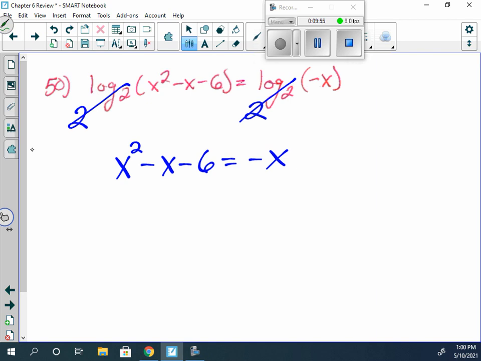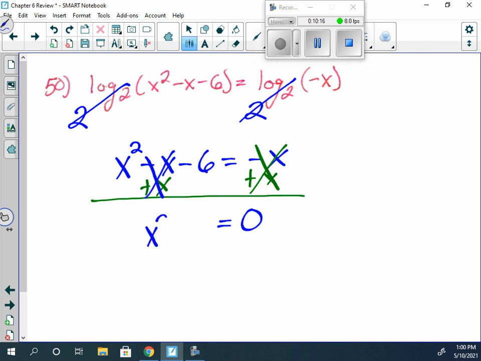Well, it is a quadratic. We do have an x squared term, so that means I need to get everything on the same side of the equal sign. So I can add x to both sides, because negative x plus x is 0. Well, over here, negative x plus x is also 0. So we have x squared minus 6 is equal to 0.